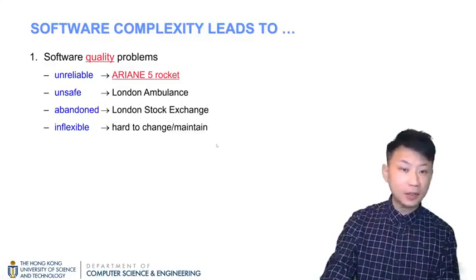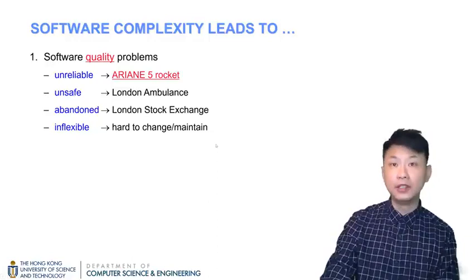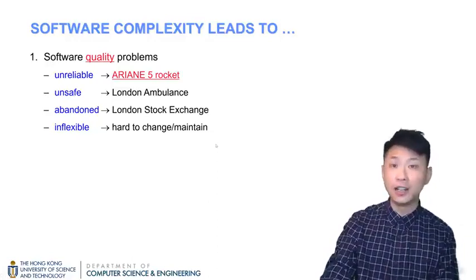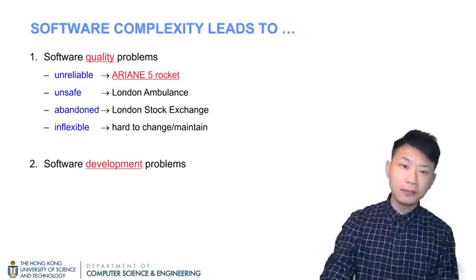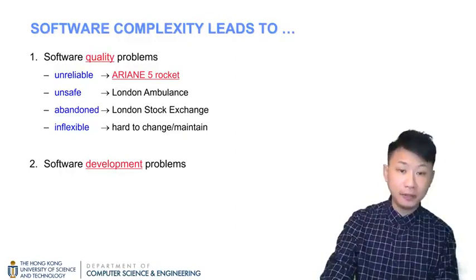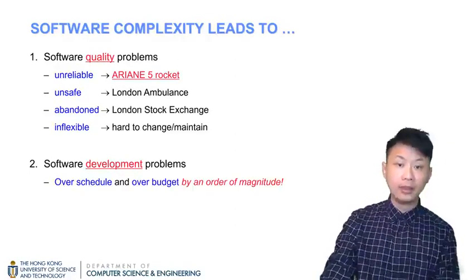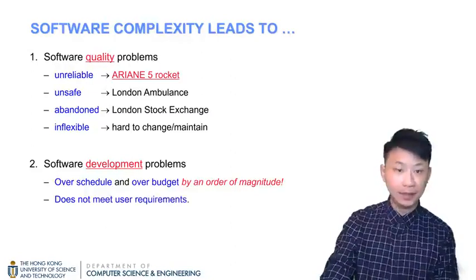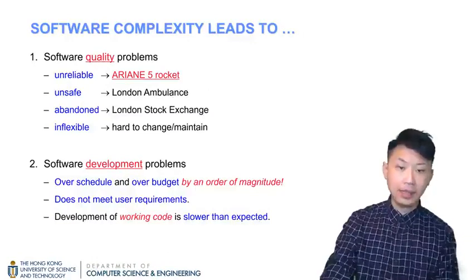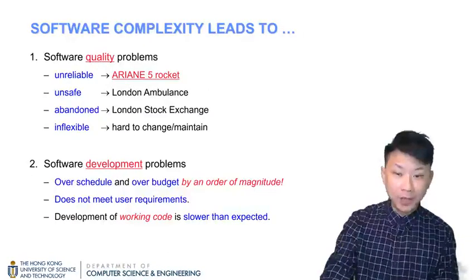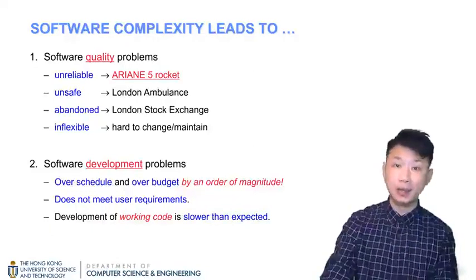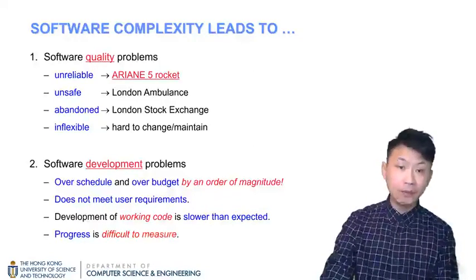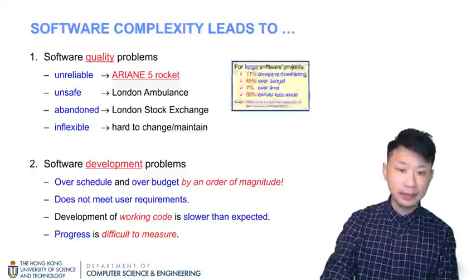And eventually you may also make your system inflexible, which is going to be hard to change and also hard to maintain. And also software complexity may lead to software development problems. For example, your project may be over schedule, over budget. And also it may not meet user requirements. And development of working code is slower than expected. That means over schedule. Progress is going to be difficult to measure.